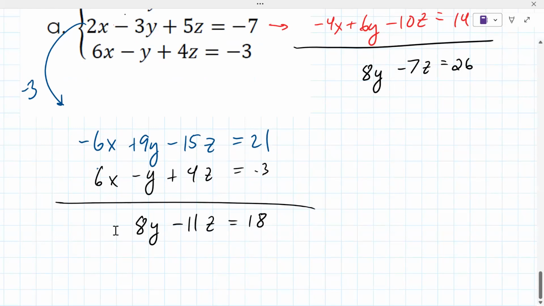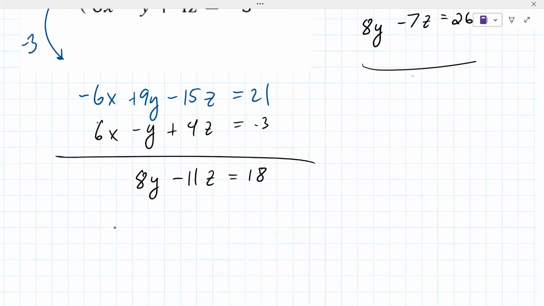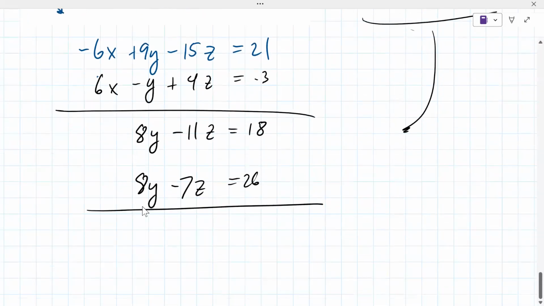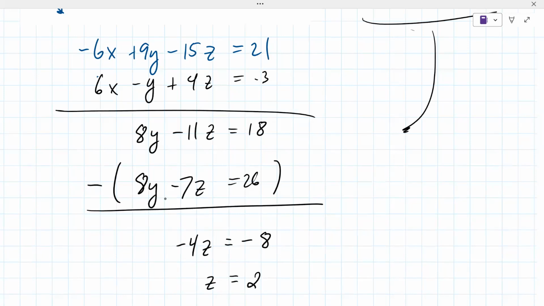So from here, you combine the two equations. We'll bring this one down: 8y minus 7z equals 26. And I'm going to subtract. Hopefully that's okay. The only oddity I think is when you get the negative. So it's -11 minus a -7. That's minus 4z. 18 minus 26 is -8. So you get z equals 2.